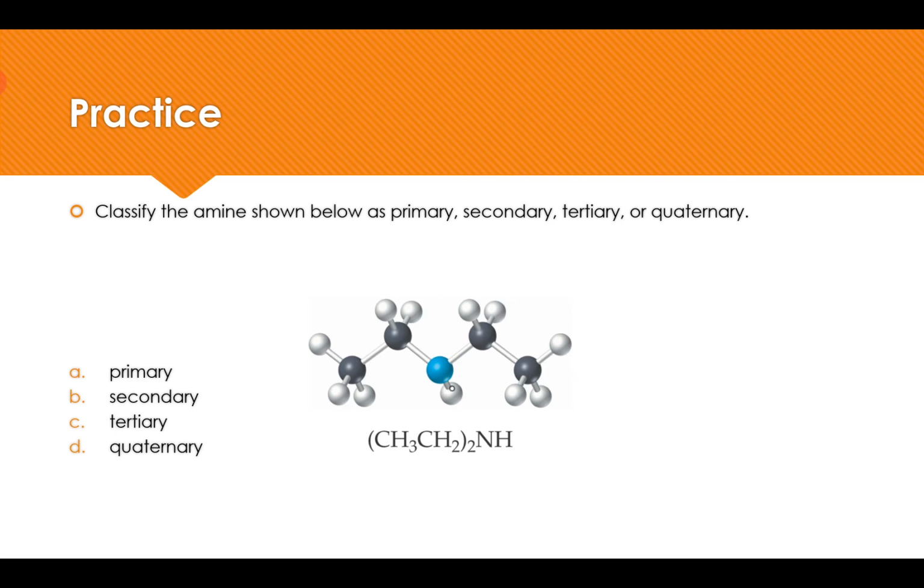Let's classify this molecule as either being primary, secondary, tertiary, or quaternary. This molecule has 2 carbon groups hanging off of it. 1, 2. So this is a secondary amine. 2 carbon groups makes it secondary.